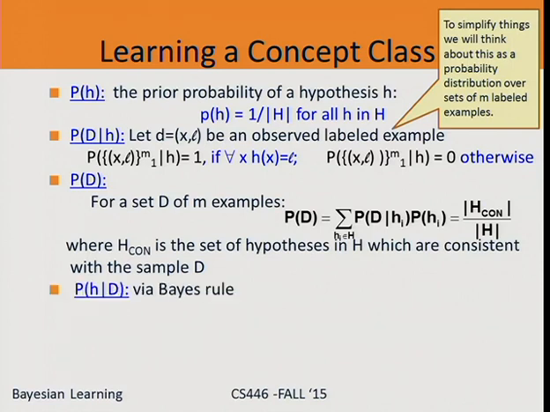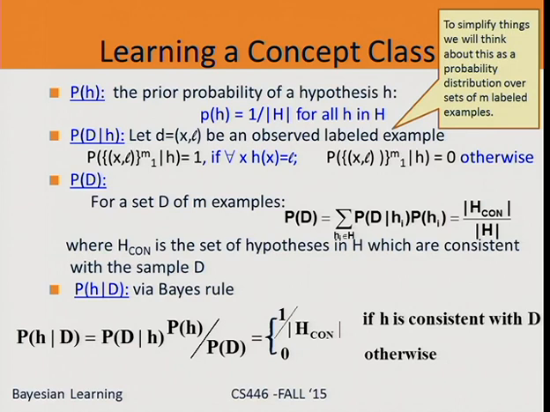I have one more component, the key one, P of h given D, the posterior. So I'm going to use Bayes' rule, and I argue that this is what I'm going to get. P of h given D, Bayes' rule says P of D given h, P of h, divided by P of D. P of h, if you remember, was 1 over the size of H. P of D had the size of H in the denominator, so they cancel, right?